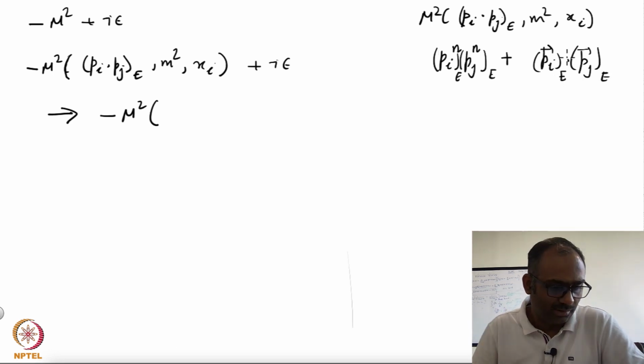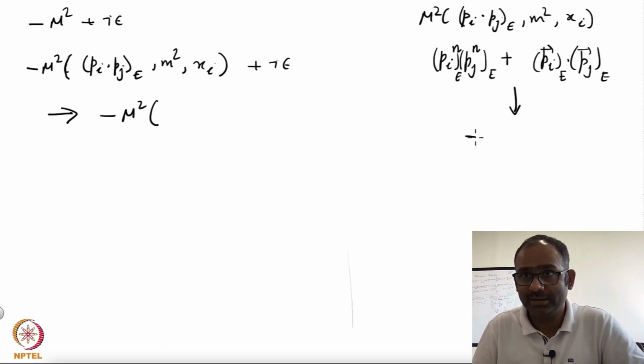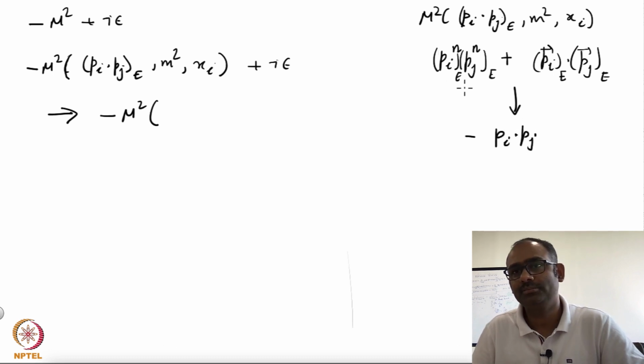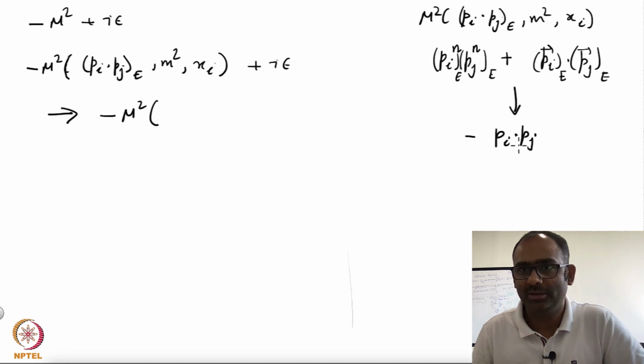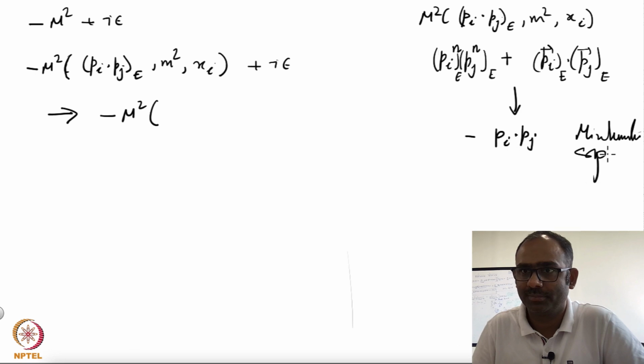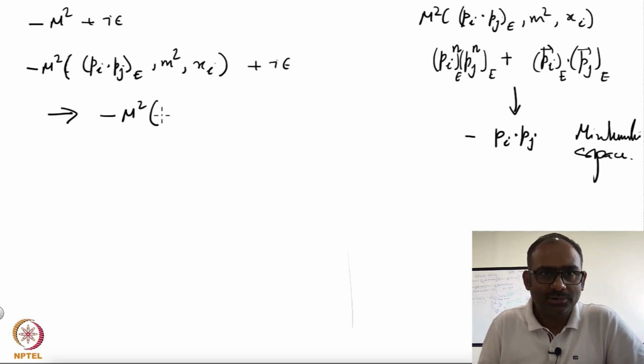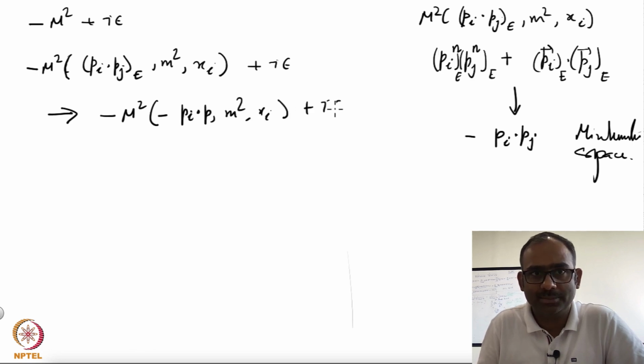Now, when you rotate, as we saw just now, this will become minus p I 0, p j 0. Upon rotation, this will give you minus p I dot p j. I pulled out a minus sign. Now, this is in Minkowski space. So, minus m square of minus p I dot p j, m square x I plus I epsilon.